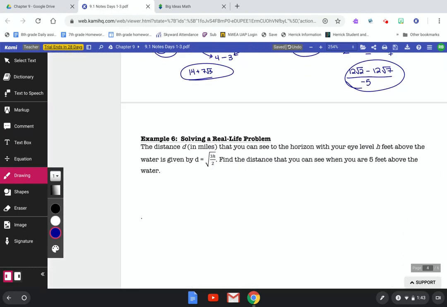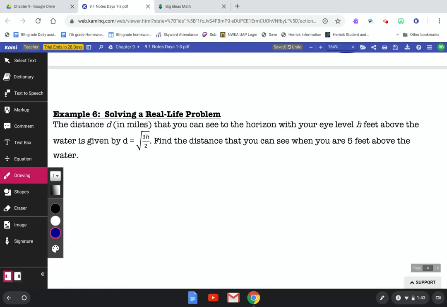Example 6. The distance d in miles that you can see to the horizon with your eye level h height above the water is given by d is equal to the square root of 3h over 2. Find the distance that you can see when you are 5 feet above the water. You are literally just putting information in, okay?